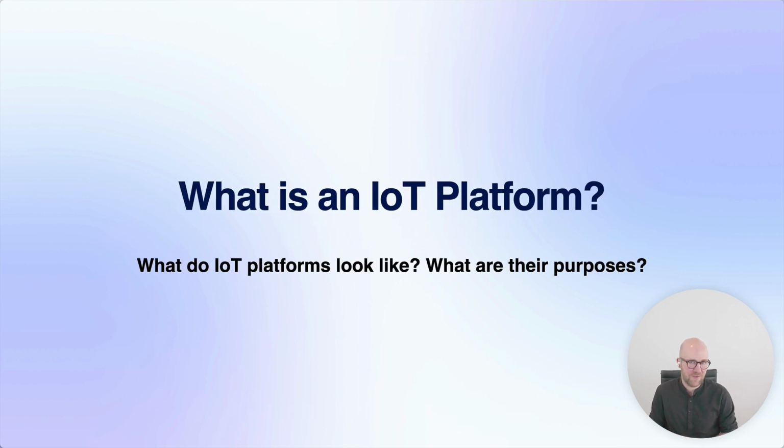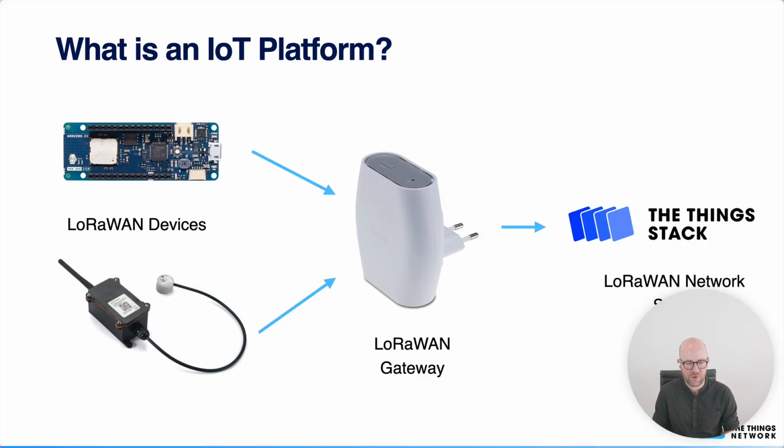So what actually is an IoT platform? I would like to take a few minutes now to guide you through what IoT platforms do and what they normally look like and what you can use them for. So first of all, this screen here. As you're maybe familiar, the LoRaWAN ecosystem works so that you've got LoRaWAN devices on the one side. In the middle you have the LoRaWAN gateway, and your devices send data through that gateway to a LoRaWAN network server. On this side, it's The Things Stack LoRaWAN network server, where you register your gateways and devices. So this is the device management side.